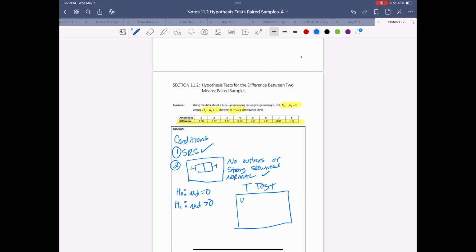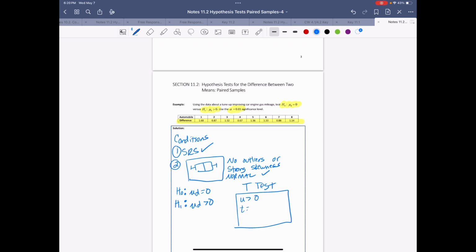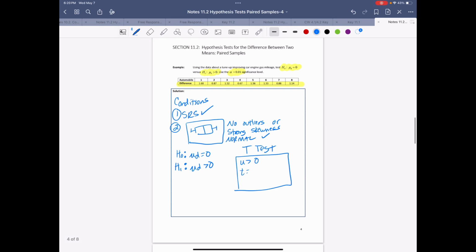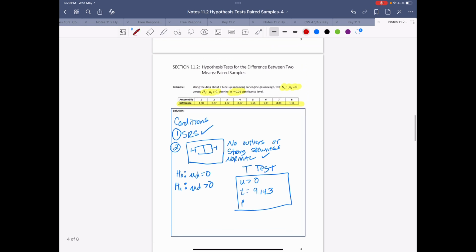I did mu is greater than 0. My t is way out there. So notice that t is way out there. It's 9.143. When you look at that p-value, it's in scientific notation, 1.925, more numbers, and e to the negative 5. That's very small. You need to move that decimal over 5 places to the left.